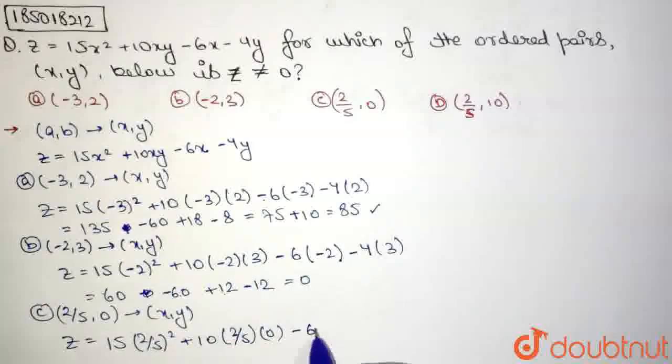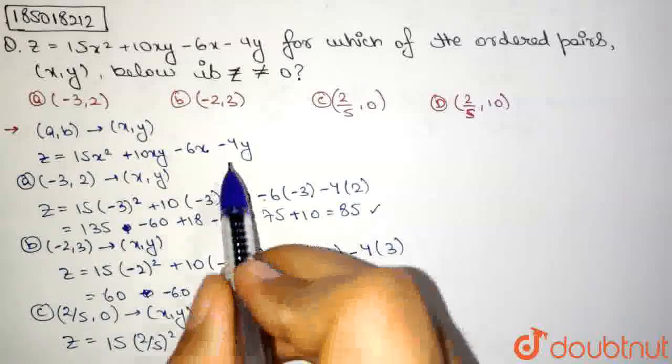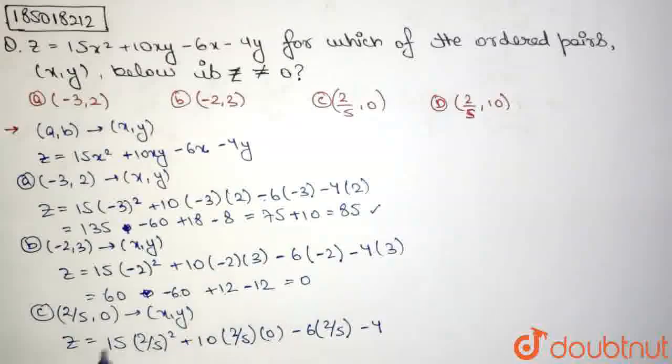So minus 6 times, once again, 2 by 5, because x here is 2 by 5. And we have the final term as minus 4y. So minus 4 times y, and y here is 0. So 0, right?